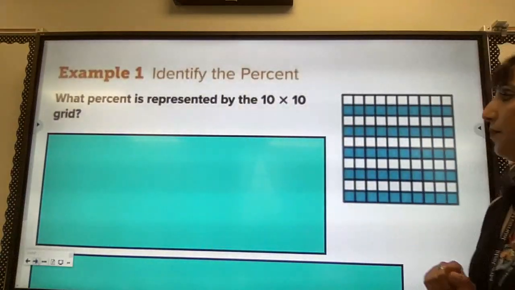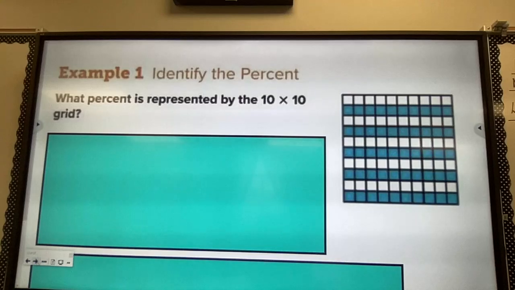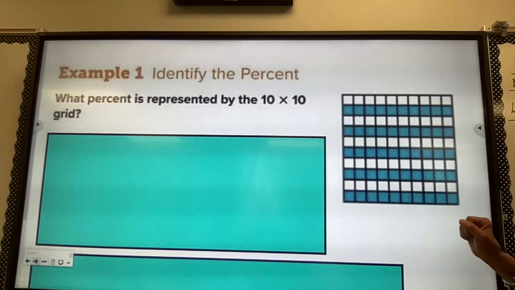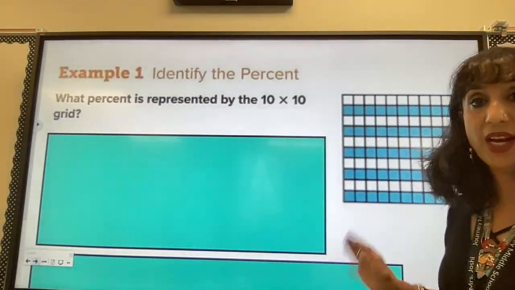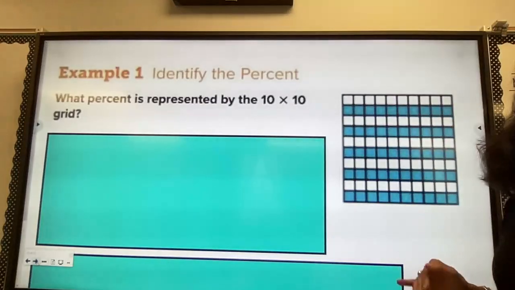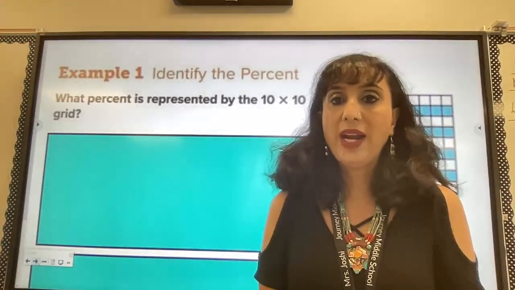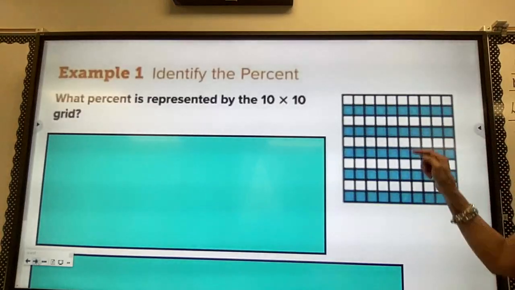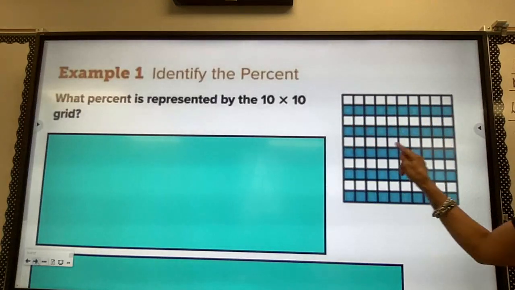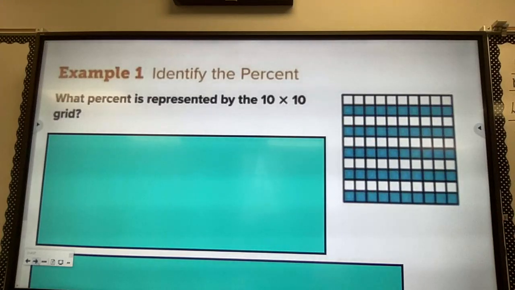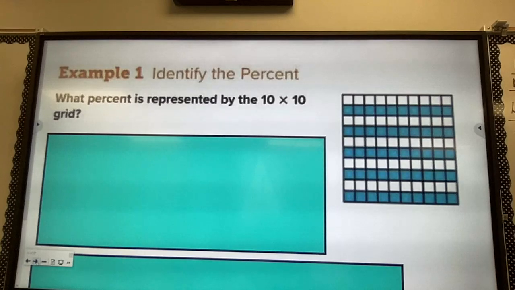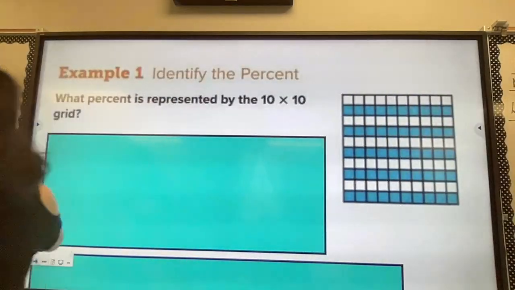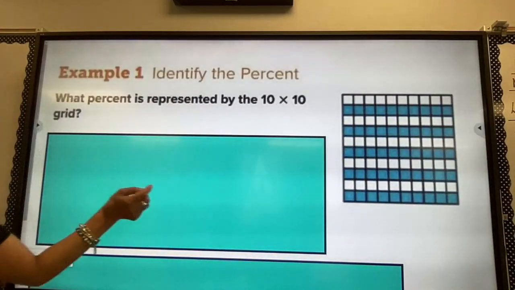So let's look at this one. What percent is represented by this graph? As I can see, half of the graph is shaded in. And we know that in a 10 by 10 grid, it is representing a percent of 100. So out of 100, look, 10, 20, 30, 40, 50. So we have 50 squares that are shaded, and the ratio comparing the number of shaded squares to the total number of squares is going to be over here.